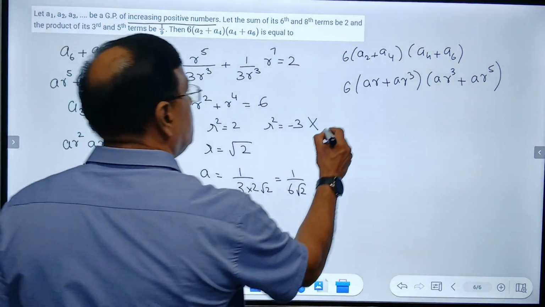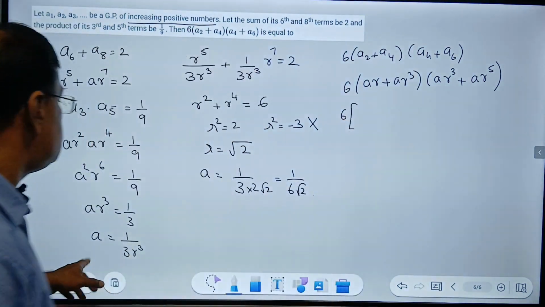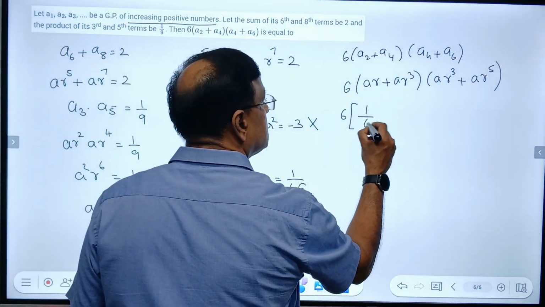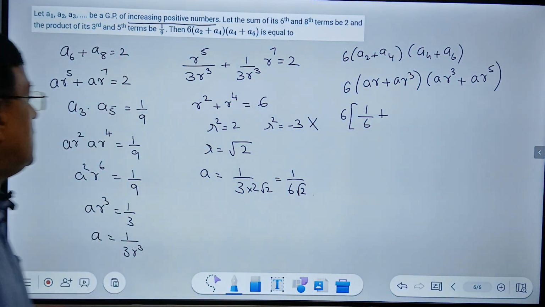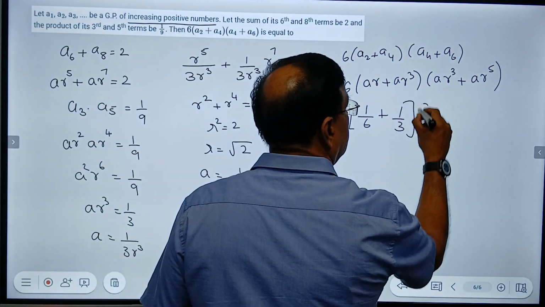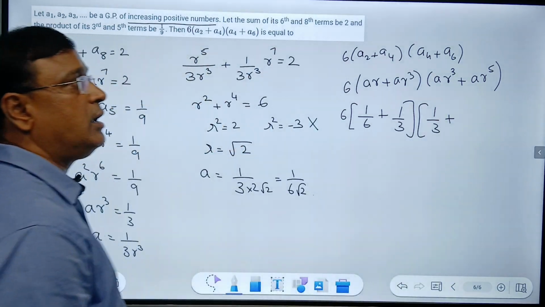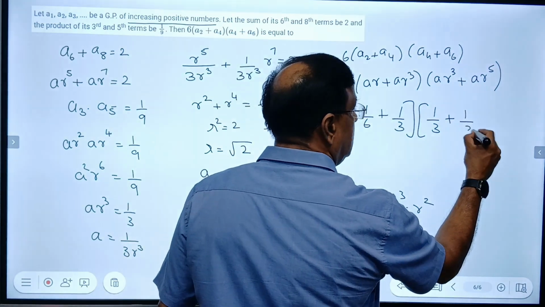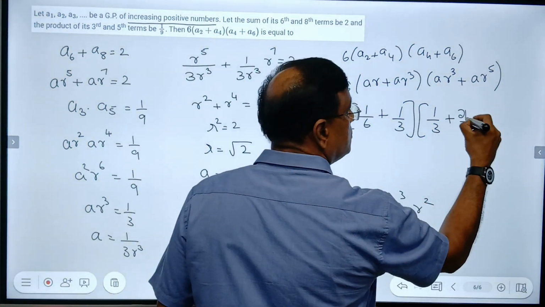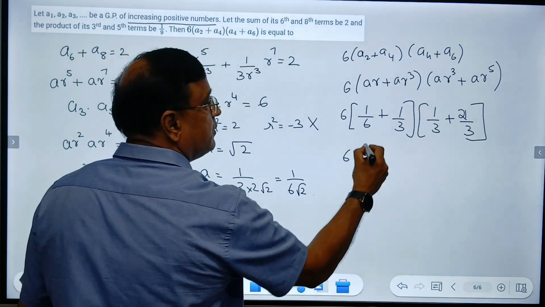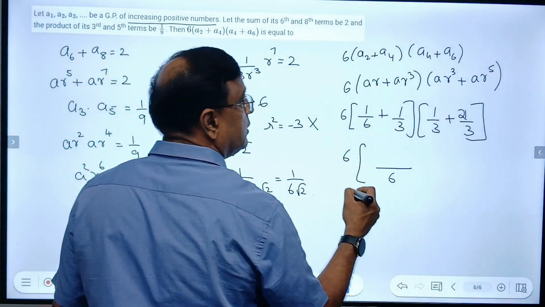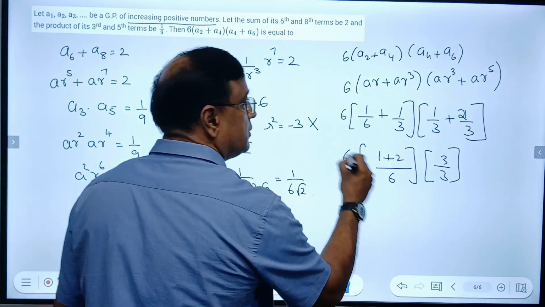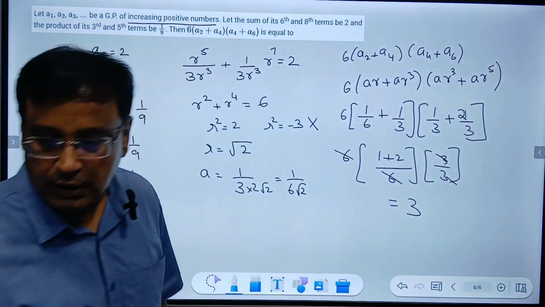Now this you substitute the values. 6 into what is AR? Just multiply A. This is A and this is AR. AR will be 1 by 6. What is AR cube? AR cube is 1 by 3. And again AR cube is 1 by 3. What is AR power 5? It is AR cube into R square. AR cube is 1 by 3. R square is 2. So it's 2 by 3. So it will be 6 and 2. The LCM is 6. So I get 1 plus 2. And this is 3 by 3. So it's 1. 6 gets cancelled. So the answer is 3.